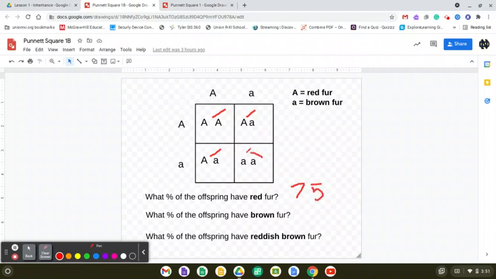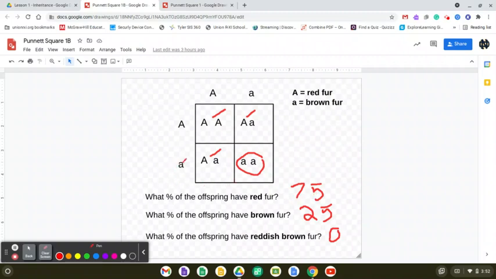And then what percent have brown fur, or have that little a? That would be 25%. And then a common mistake on these is that some of you have asked me about something called codominance, where it's a mixture, but we're not dealing with any mixtures here. It's either going to be red or brown. So the question is, what percent of the offspring would have reddish brown fur? In other words, would be the middle. And that answer is 0%. You're either going to be red or you're going to be brown.